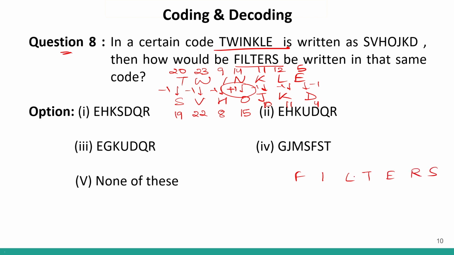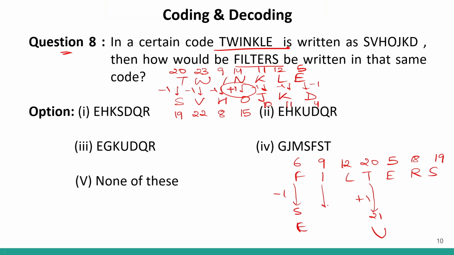F-I-L-T-E-R-S. So if I'm giving them forward ranks, it will be 6, 9, 12, 20, 5, 18 and 19. Correct? So the middle term over here is T. So only T will be +1, that is 21. That is U. Over here, we will have -1. So 5, which is E.